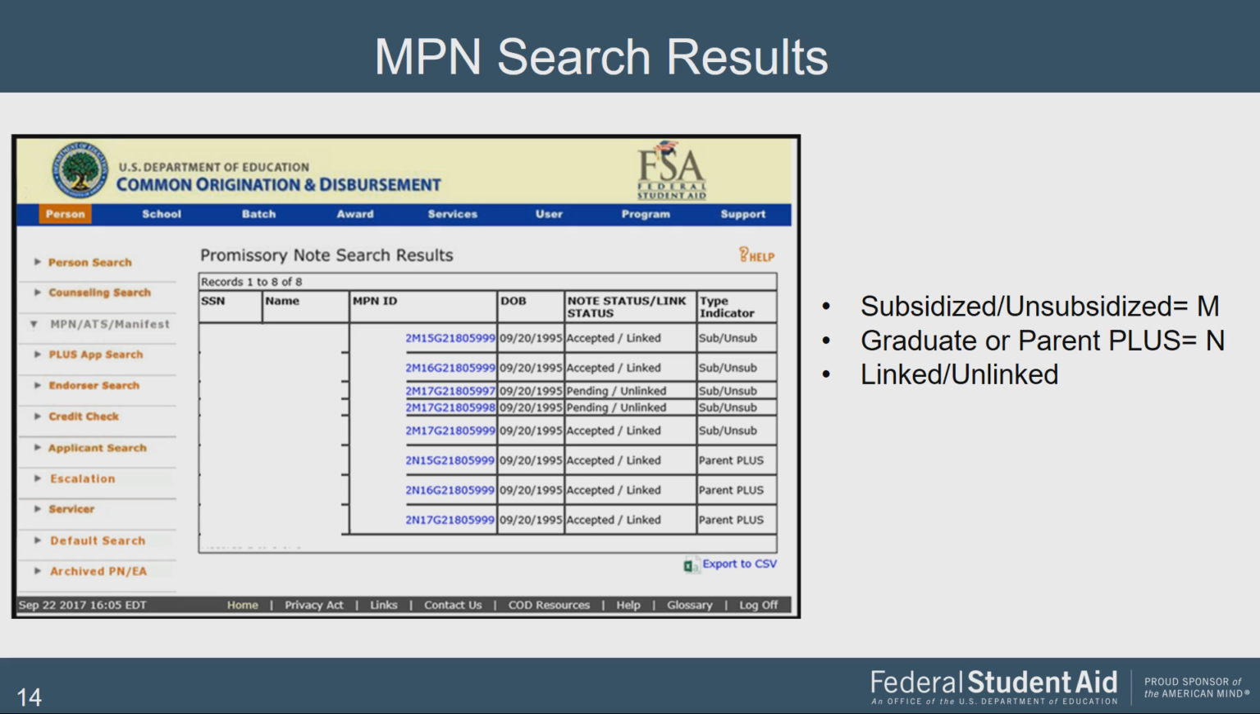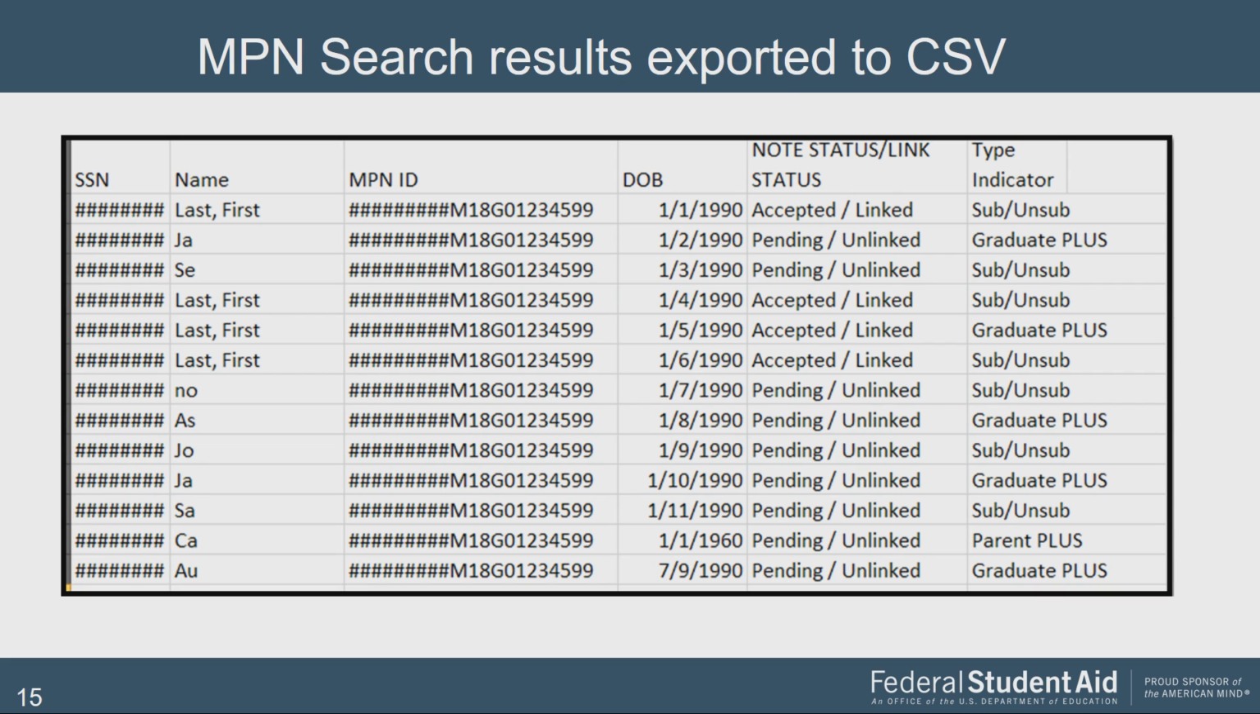At the bottom of this screen, you can see the export to CSV. Again, if you click on that, it will export those results into CSV for you so that you can keep them handy if you need them in the future.